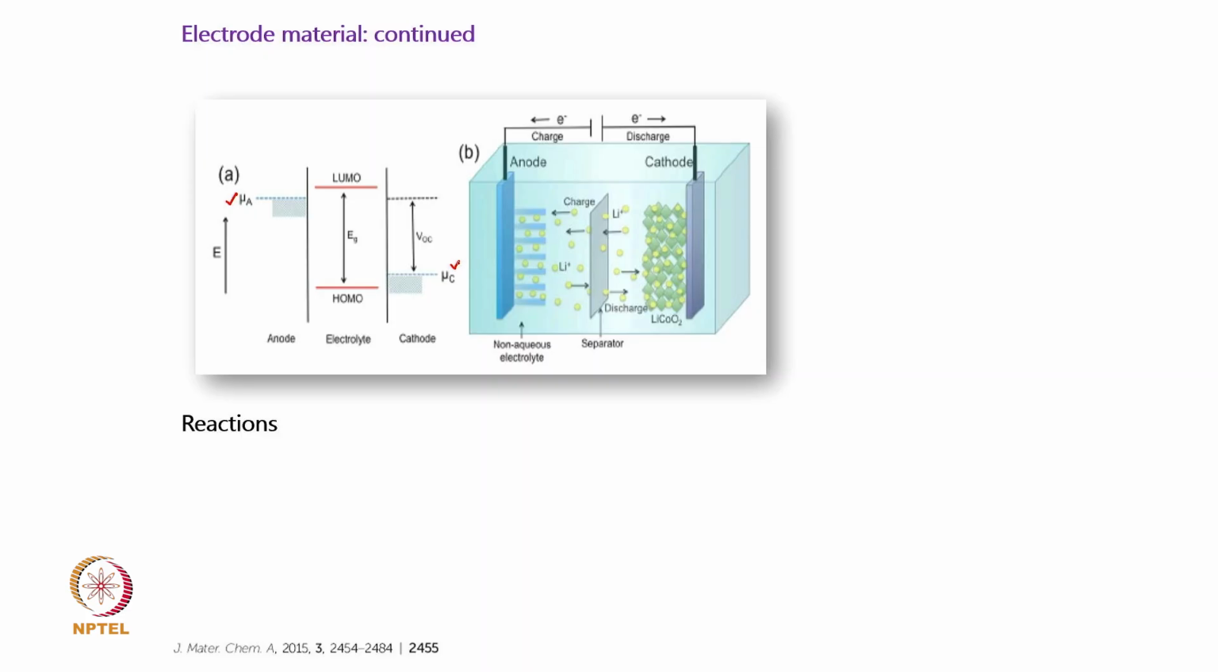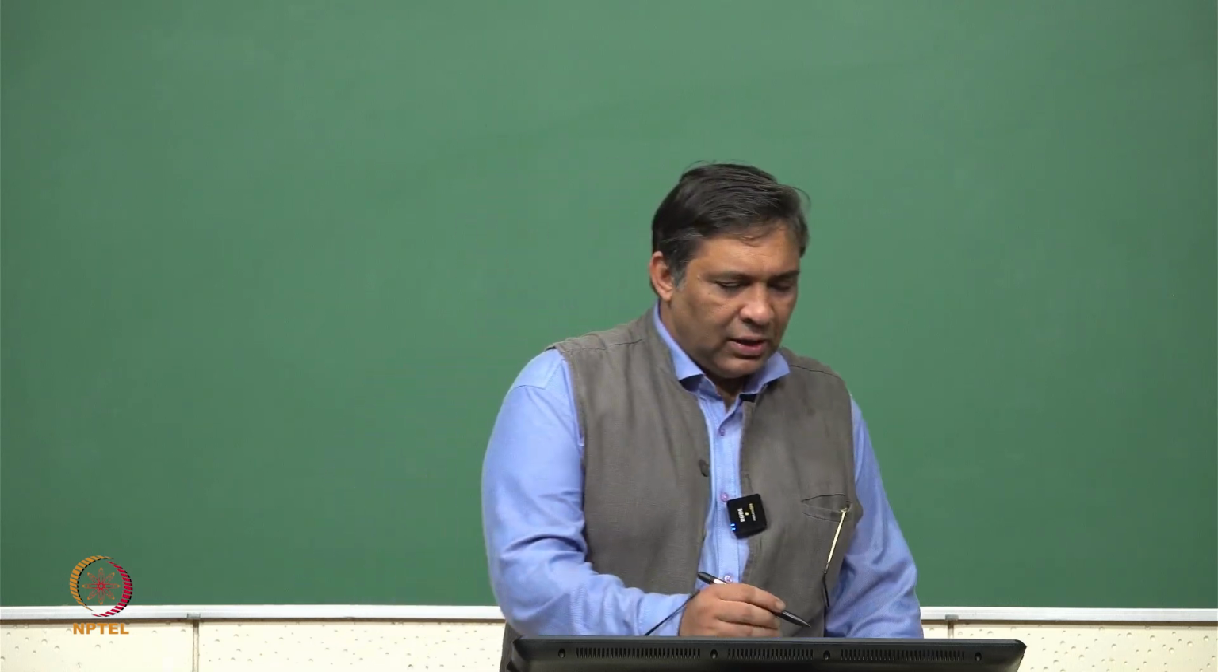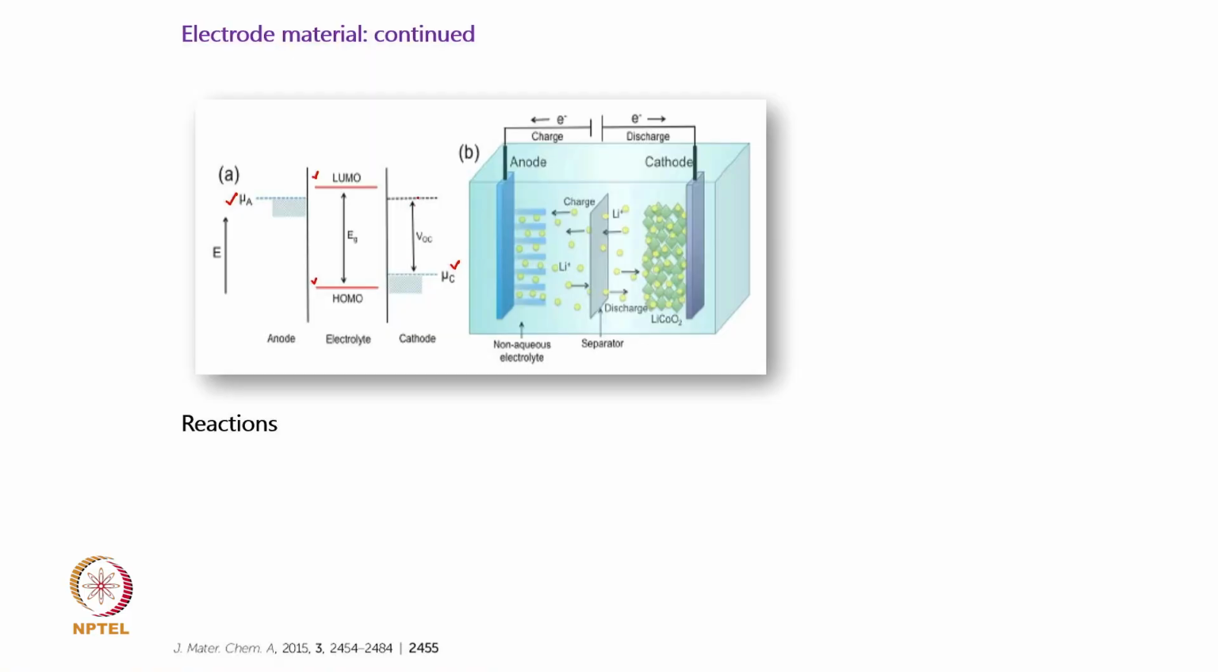In between anode and cathode there is the electrolyte, and these are 2 levels of the electrolyte, one is LUMO and another is HOMO. We already know what LUMO and HOMO stand for. Now if we look at the open circuit voltage, we define it as the difference between the electrochemical potential of anode and cathode. That is called open circuit voltage or VOC.